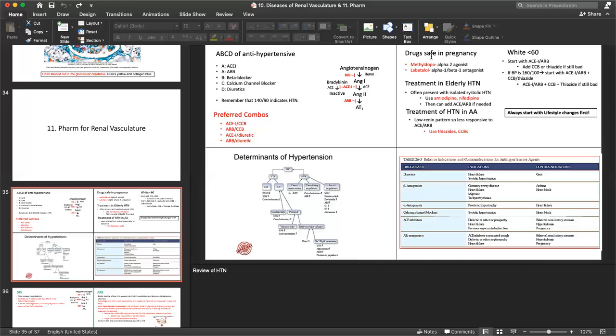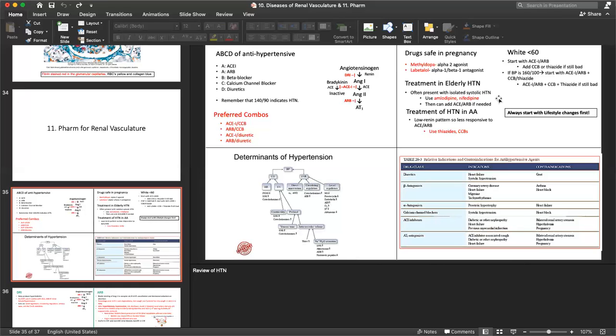Okay. If a patient is pregnant, 2 good drugs to use. There's actually 3, but in this lecture, I think we talked about 2. Methyldopa, it's an alpha-2 agonist, and then labetalol, which is an alpha-1 beta-1 antagonist. Those are good to use because we've got some problems with the other ones. They can hurt the baby.